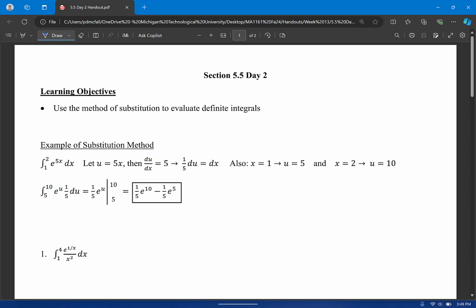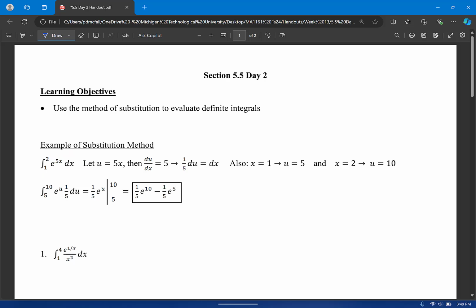Today we're going to solve definite integrals. That is, we're going to calculate areas under curves using the substitution method. So here's our first example worked out already for us. We're trying to find the area under e to the 5x from x equals 1 to 2. And that's what that definite integral notation means.